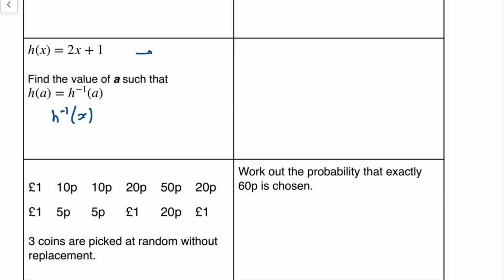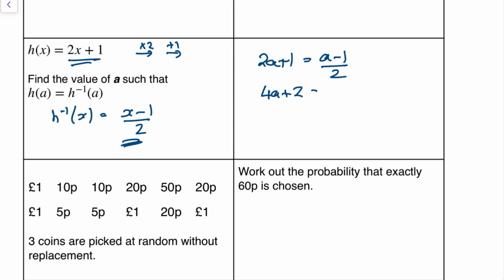What does h do? h multiplies by 2 and then it adds 1. So the opposite of that is to take away 1 and then divide by 2. I need to know where this with an a is equal to this with an a. And really this is just a bit of algebra, isn't it? So multiplying it by 2 first, which is going to be 4a plus 2 is equal to a minus 1. Take away a from both sides, take away 2 from both sides, and that just means that a equals minus 1. I thought that might be slightly harder, but it fell out nice and easy, didn't it?